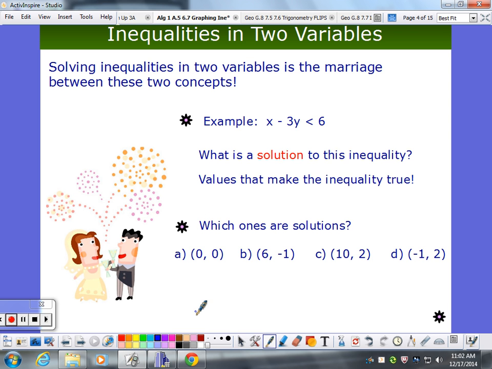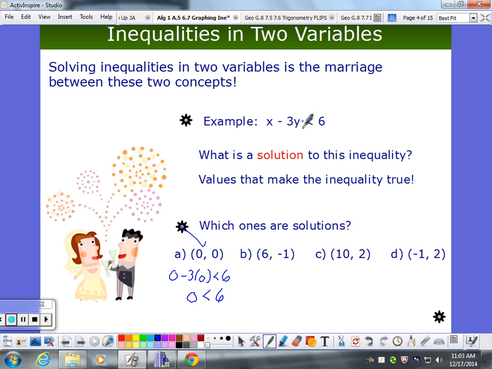Plug them in. So 0, 0 is 0 minus 3 times 0 less than 6. What did I just do here? x minus 3y less than 6. Plug it in. 0 is less than 6. True or false? True. That's true, right? So that works. That's a solution.